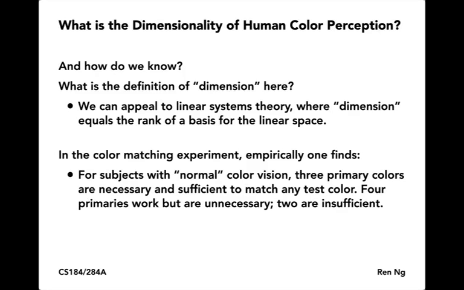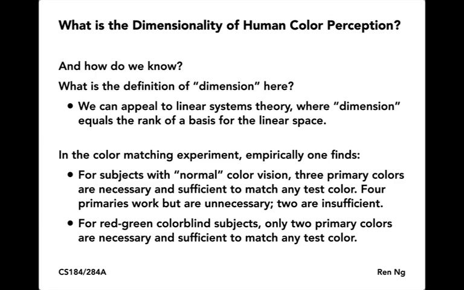You can do with fewer. And 2 primary lights, crucially, don't work. You can for sure find a test light that, with only 2 primary lights on the other side, you can never match. Okay. So this is a way, if you read between the lines, of saying that 3 is the rank of the basis that's required to span this linear space.